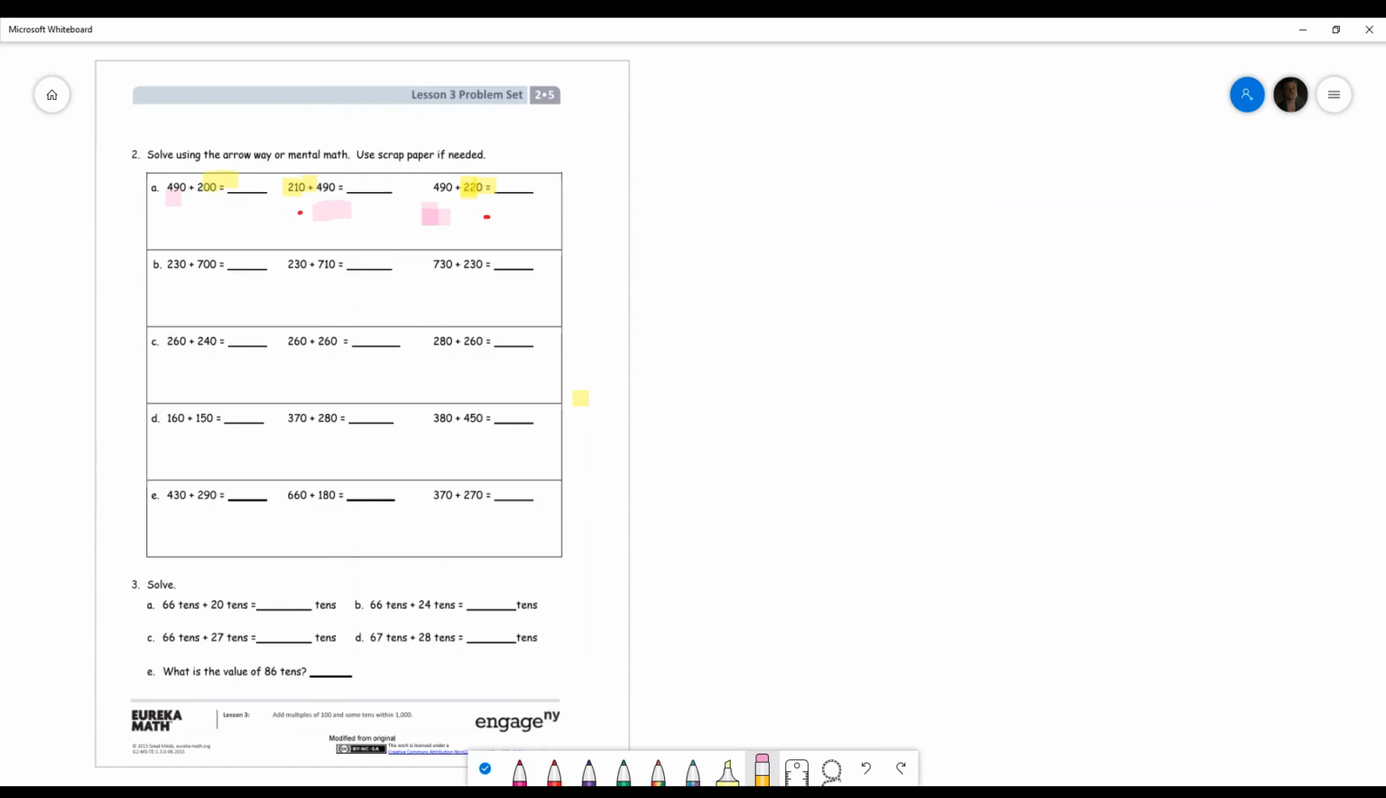Okay, let's look at 3. 3 is your choice how you want to solve it. If you want to use your mental math, if you want to use your hundreds, tens, and ones chart, and if you want to use the arrow method, the arrow way. It's up to you. You choose. And I'm not going to go over any of these because I'm going to let you choose which way you want to do it. I want you to practice your strategies that you've been learning.